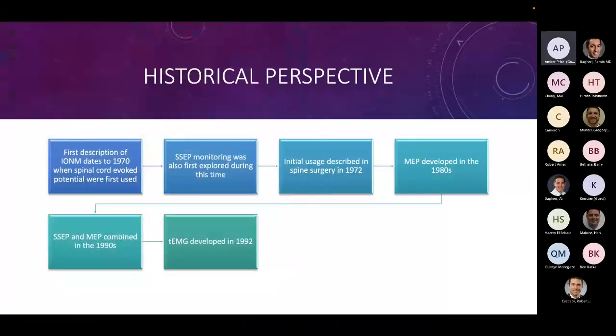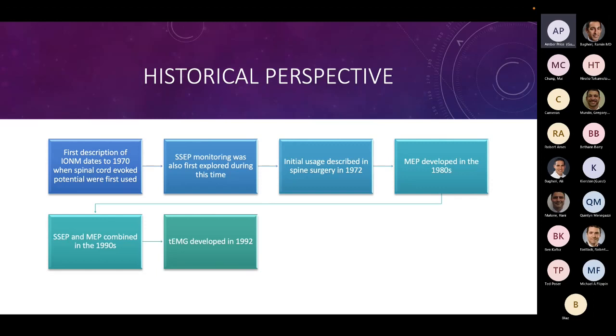So just a brief blurb from a historical perspective, intraoperative neuromonitoring really dates back to the 1970s, where they first used spinal cord evoked potentials, actually in animal studies. And at that time, they had developed SSEP monitoring. Its actual first usage in spine surgery was described in 1972. And then we had the development of MEPs in the 1980s.